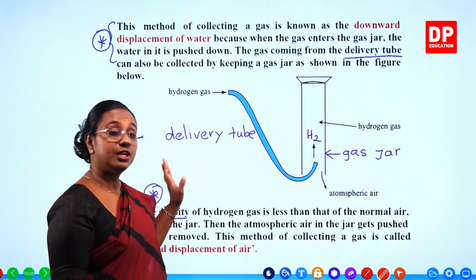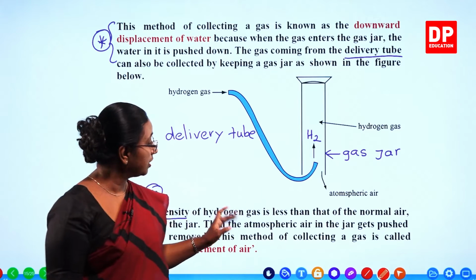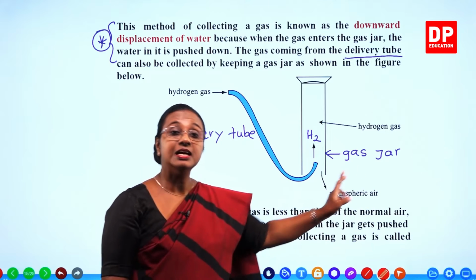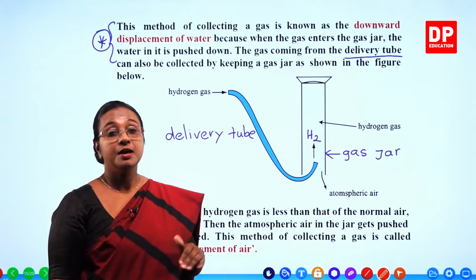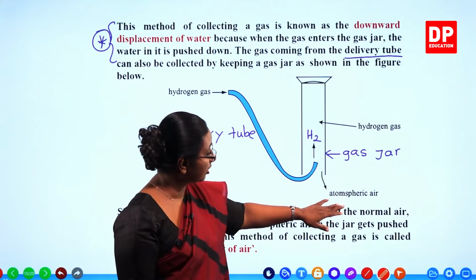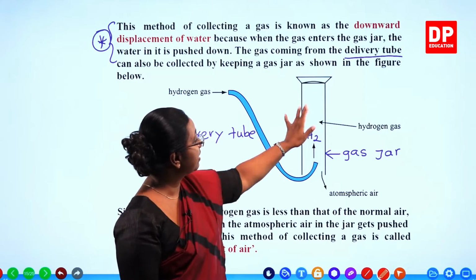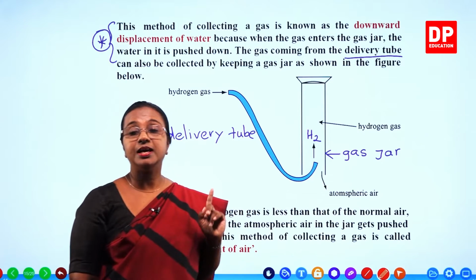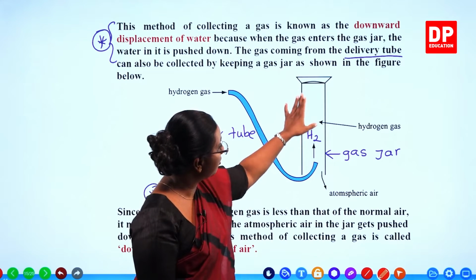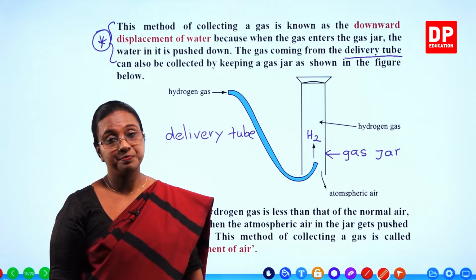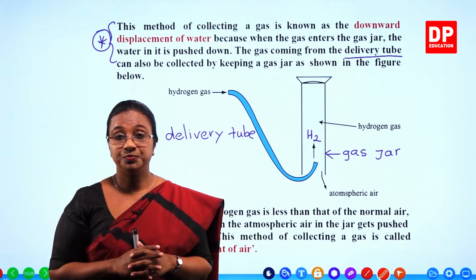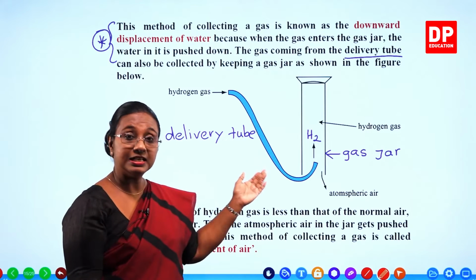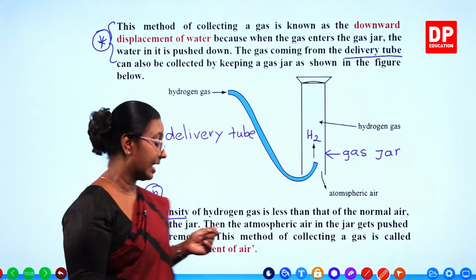But the only thing is, when you have downward displacement of water, the gas jar has to be kept on a beehive shelf placed inside the trough containing water. But if it is downward displacement of air, we can directly pass the hydrogen gas into a gas jar containing atmospheric air. So the air will be pushed out, and hydrogen will be collected there. Is that clear to you all? So with that, students, I will move on to the next slide where we discuss the uses of hydrogen gas.